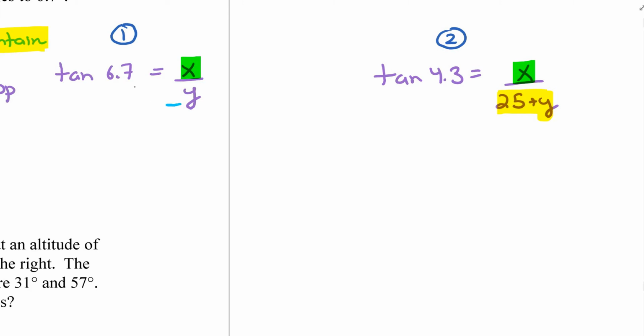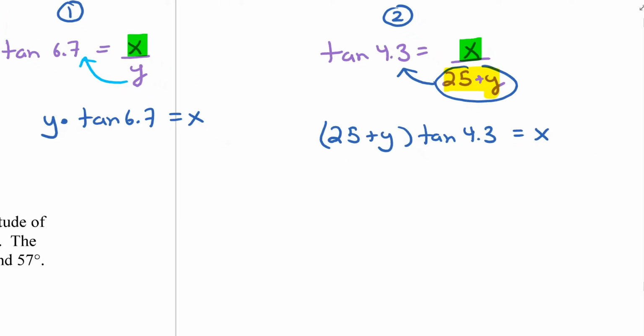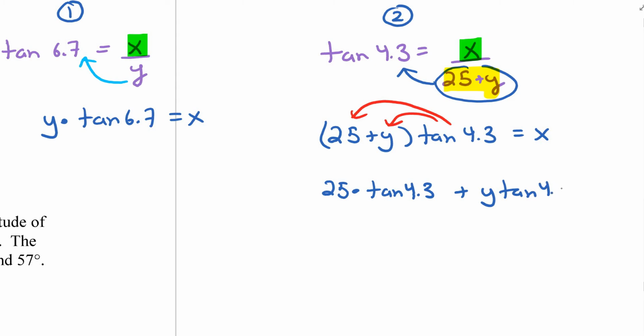If I want to solve for x, I just move this y up there and multiply with the tan 6.7. So that's y times tan of 6.7, and that equals x. Then on equation number 2, I'm going to take this whole expression and multiply it with the tan 4.3. So that's 25 plus y times tan of 4.3, and that equals x. From there I would distribute the tan 4.3 onto the 25 and the y, which gives 25 times tan of 4.3 plus y times tan of 4.3 equals x.